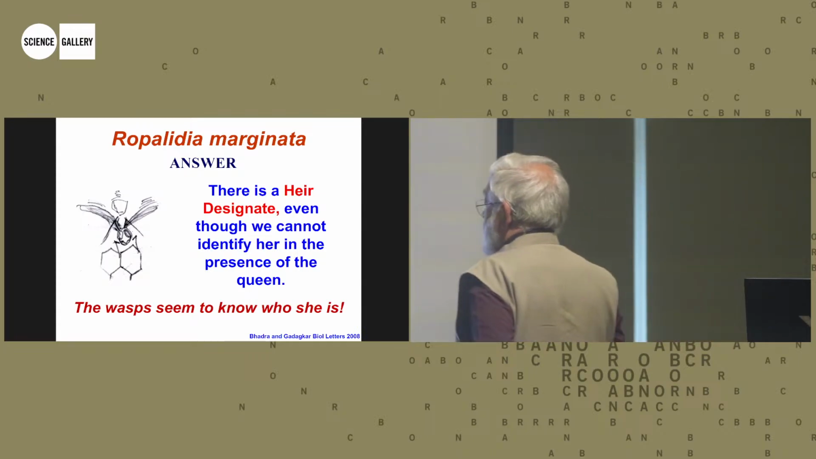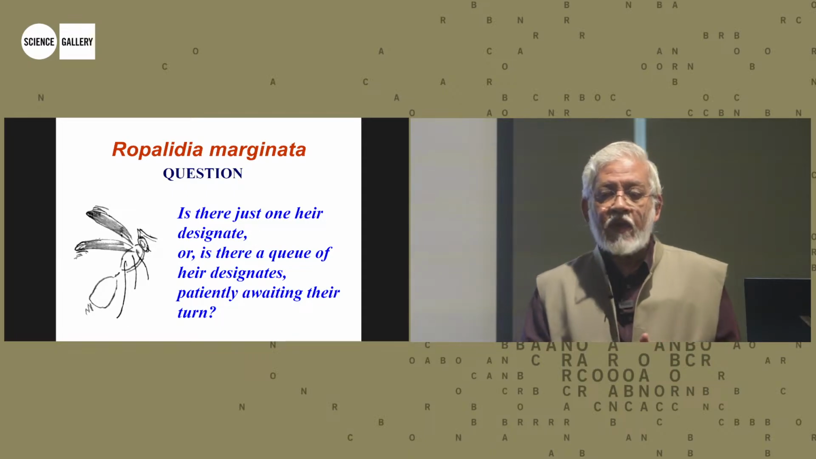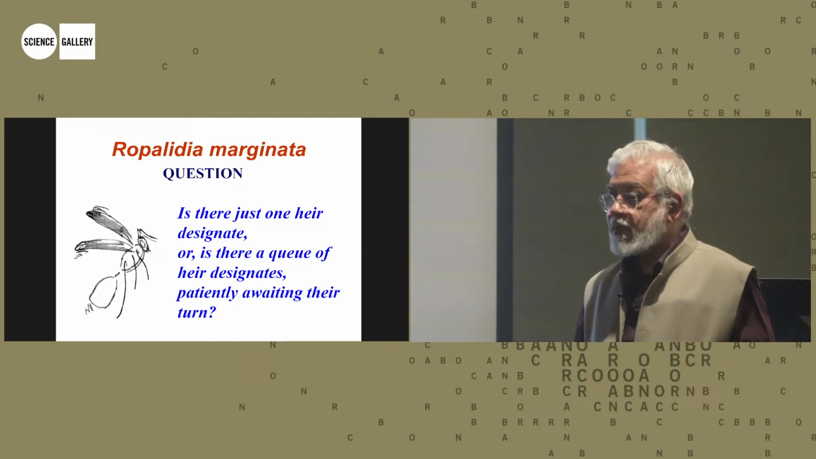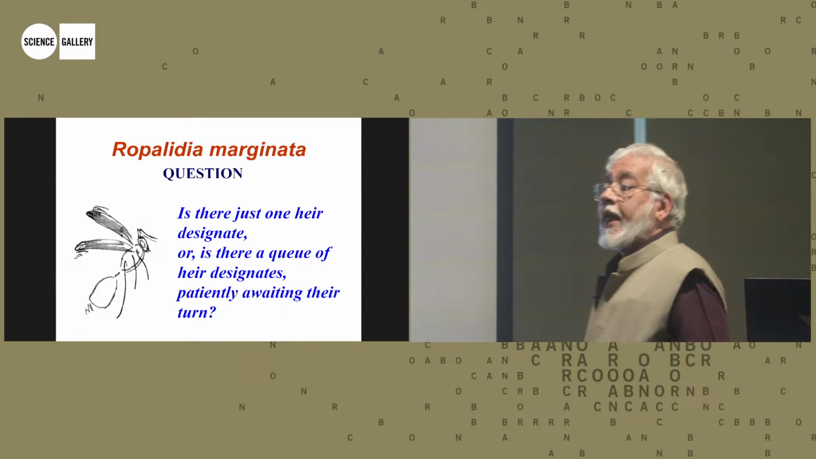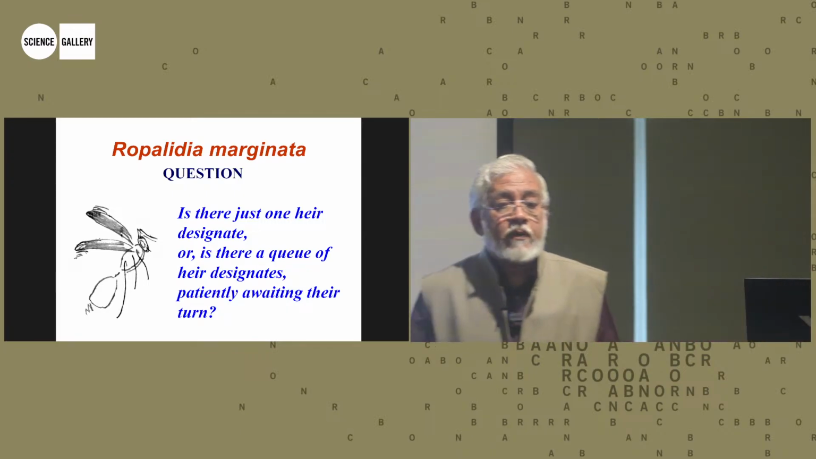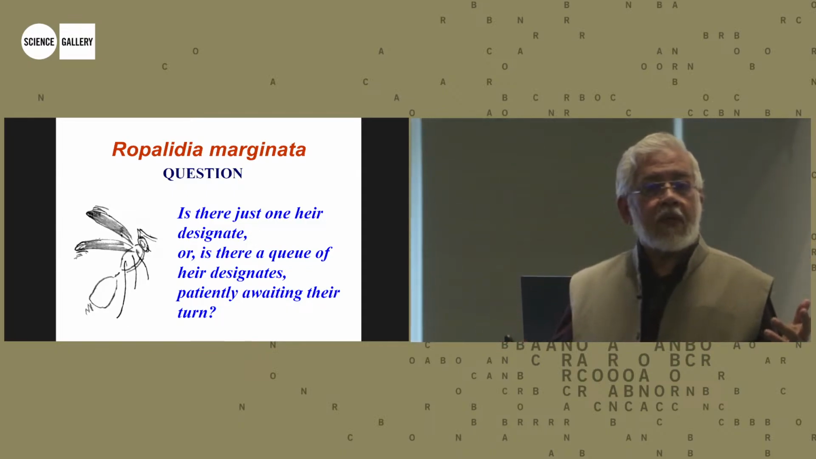The next student who came to the lab said, when students come, they always want to do better than their senior students. So I said, oh, my senior has shown that the heir designate, but how does she know there's only one heir designate? Maybe there's a whole queue of heir designate waiting for their turn. I said, do the experiment. So he did the experiment.